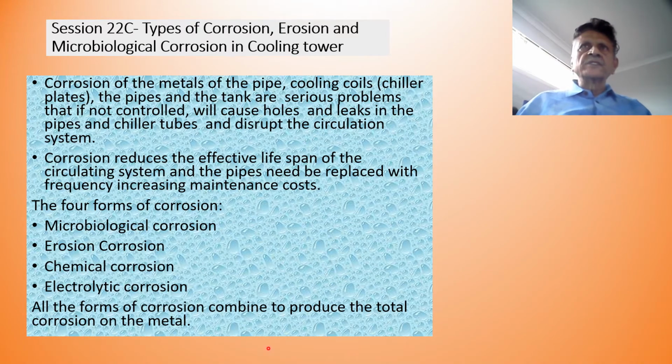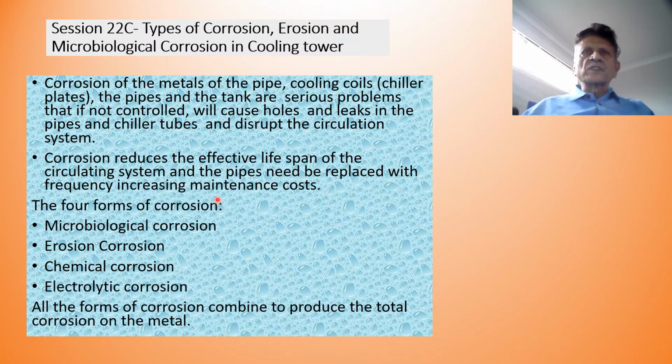We now will introduce corrosion in cooling tower systems. Corrosion of the metals of the pipe, cooling coils, chiller plates or chiller tubes, the pipes and the tanks are very serious problems that, if not controlled, will cause holes and leaks in the pipes and chiller tubes and disrupt the circulation system. Corrosion reduces the effective lifespan of the circulating system, and the pipes have to be replaced frequently and increase the maintenance costs.